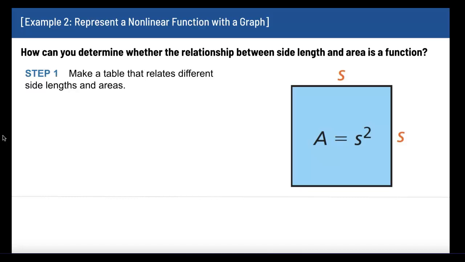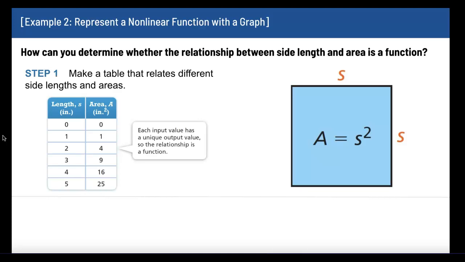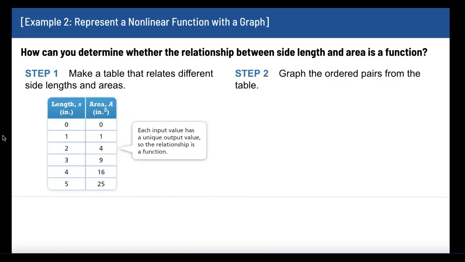So step 1 is to make a table that relates those things. So we have the length of a side, 0, 1, 2, 3, 4, 5, and the area that would be. Since a square is the same on both sides, the area would be that number times itself. So 1 times 1 is 1, 2 times 2 is 4, 3 times 3 is 9, and so on. Each input value has a unique output value, so the relationship is a function, right? I'm not going to do 4 times 4 and suddenly get 20. It doesn't change. So this is a function.